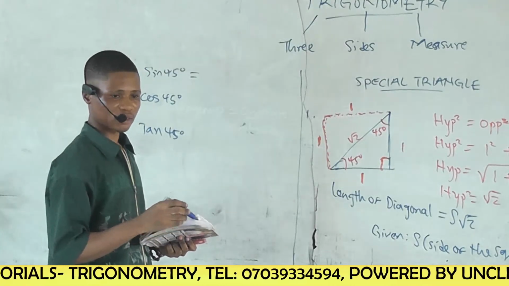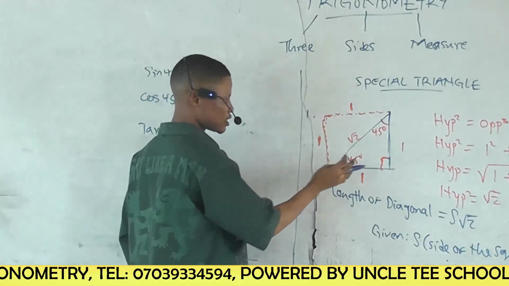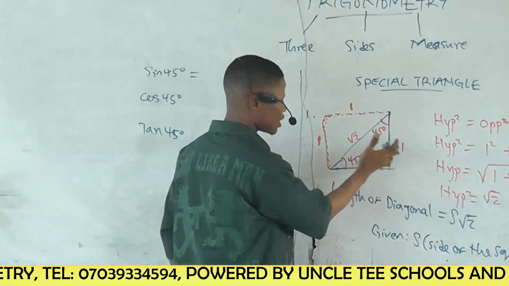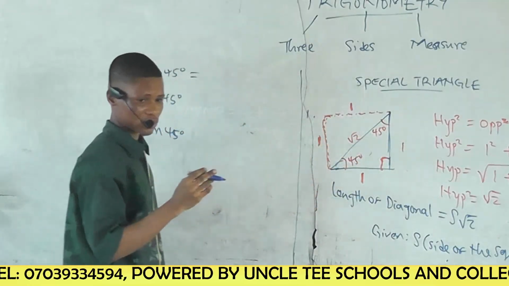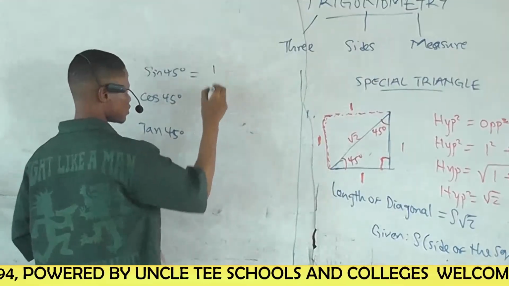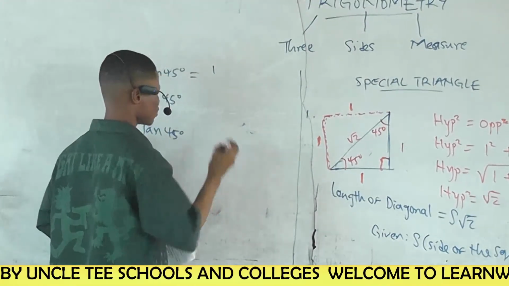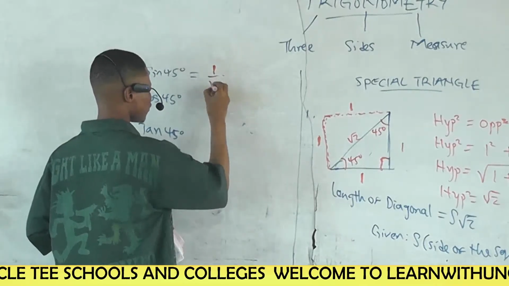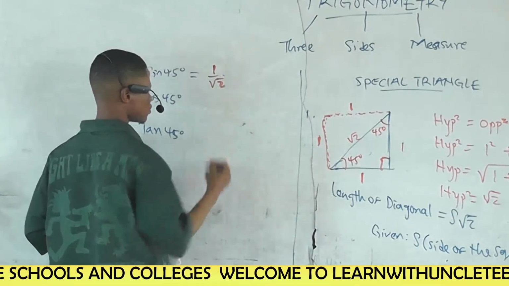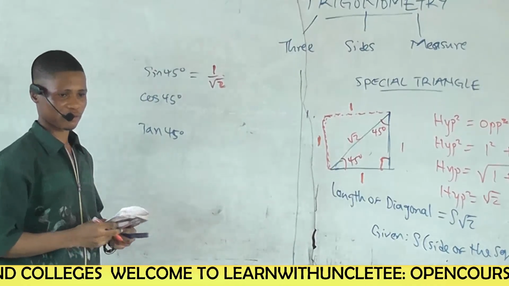Ordinate over hypotenuse. Now, from here, where is the ordinate? This is the ordinate, and this is the what? Hypotenuse. Are you getting it? So that's what? 1. Sorry. So that gives 1 over what? Root 2. So that's sine 45 degree.